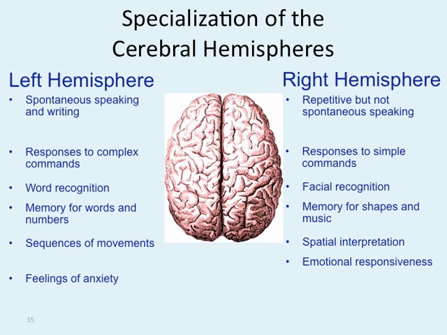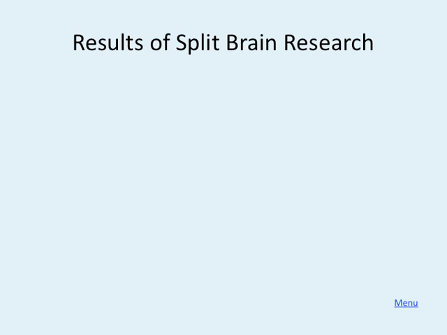Okay, all of these things are done by these specialized parts of the brain. That doesn't mean it's only occurring there. So if you're a left-dominated person, you are very good at spontaneous writing and speaking. You have feelings of anxiety, and sequence of movements. You are typically a positive person, while a right-dominated person is typically more negative. Not right hemisphere, not right-handed. Facial recognition is very, very good. Response to simple commands and repetitive speaking are very good as well.